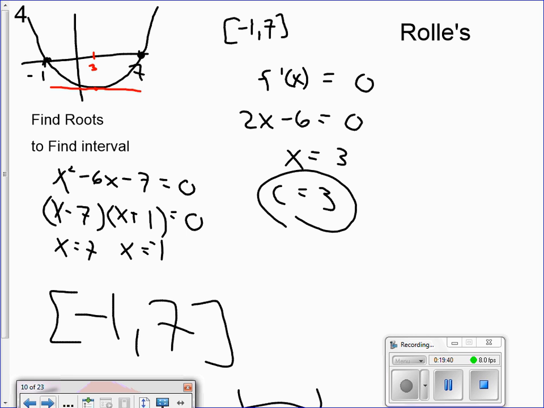So we got the interval, that's the first part. Now we just have to get the derivative and set it equal to 0. The derivative of this is just 2x minus 6. You set it equal to 0, you get 3. I should have put here, you don't have to show me that you're checking, but it's always got to be between the endpoints, which it is. So the answer is c equals 3. That's where the slope of the tangent would be 0. That's the value Rolle's guarantees.